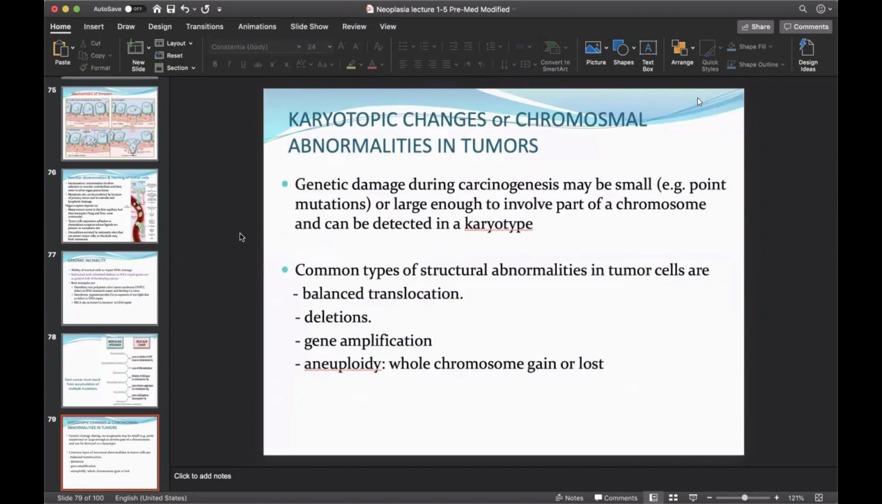Okay, karyotypic changes or chromosomal abnormalities. Genetic damage during carcinogenesis may be either small, which we call point mutations, or large, involving parts of a chromosome that can be detected on karyotype.